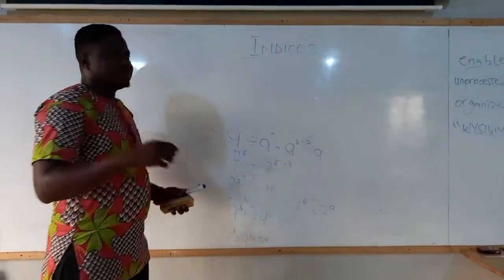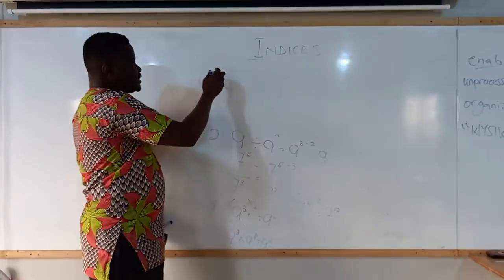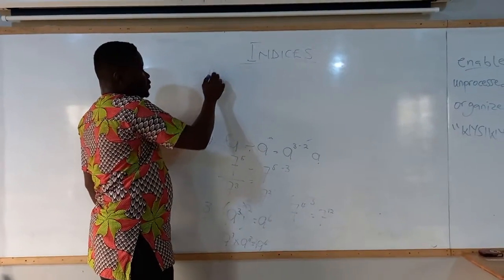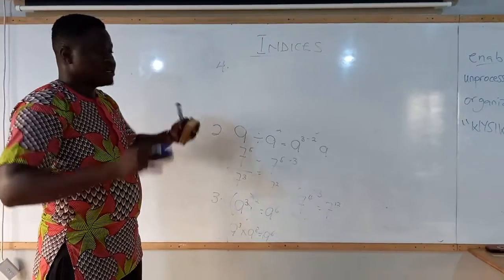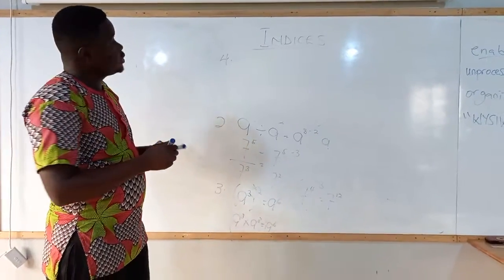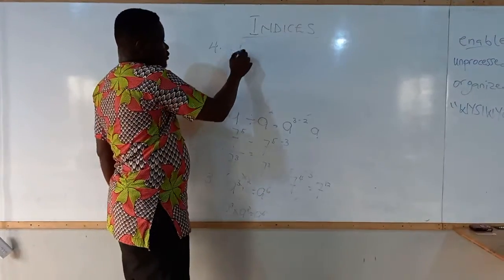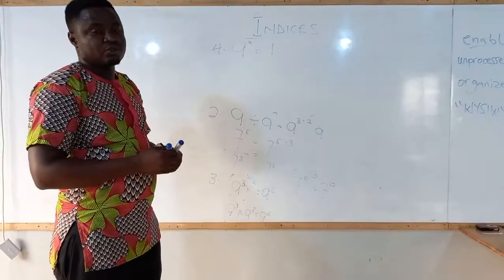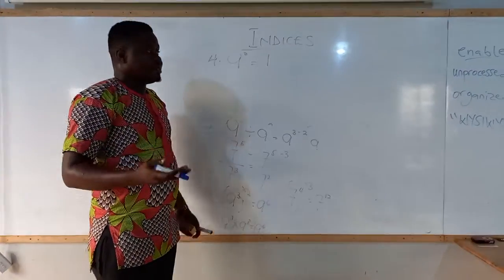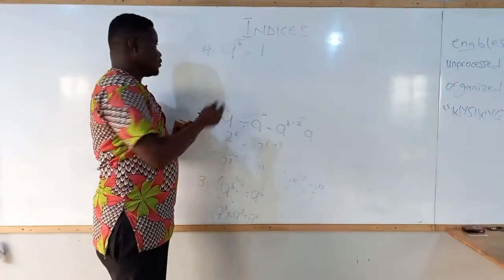Then we have the fourth law, which is the zero law. For the zero law, what it says is that any number raised to the power 0 is equal to 1. So a raised to the power 0 is equal to 1. 1000 raised to the power 0 is equal to 1. 500 raised to the power 0 is equal to 1. So that's the fourth law.